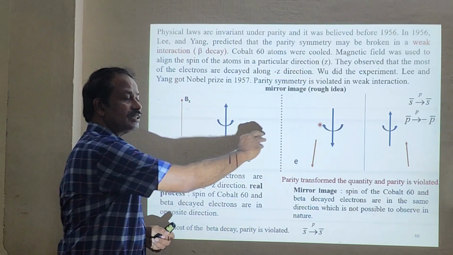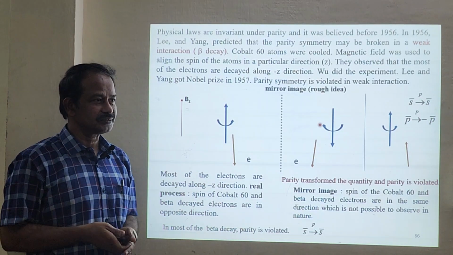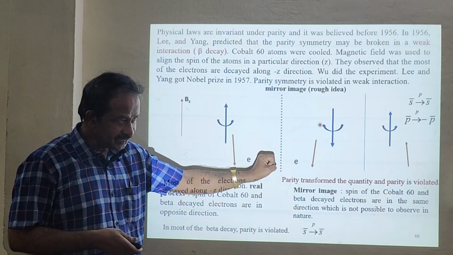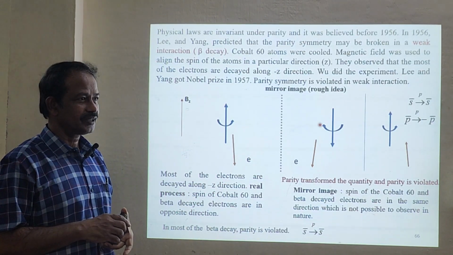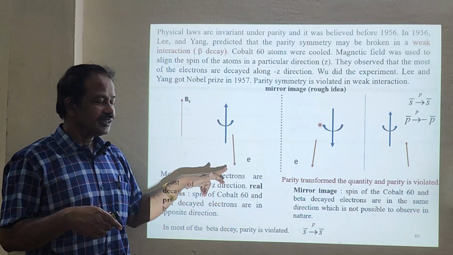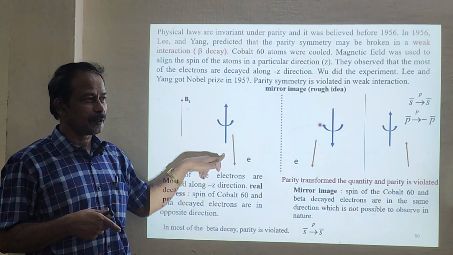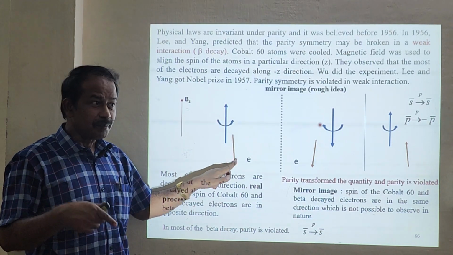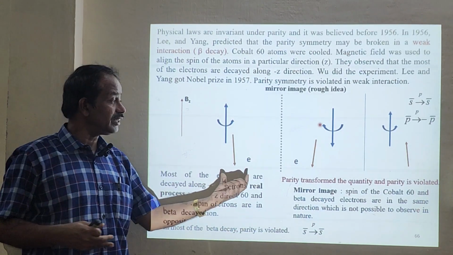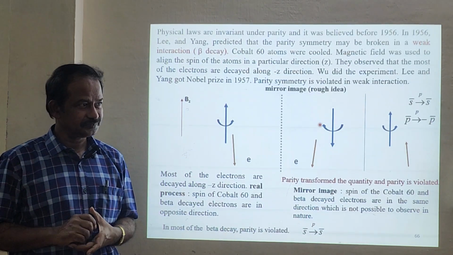She had a detector, and she observed where the emission of electrons occurs the most. She kept the detector here, here, and here. She could find out that most of the electrons are coming out exactly in the opposite direction of Z. Suppose if it is Z, then minus Z is where most of the electrons come out. That is, beta decay occurs exactly in the opposite direction. This is what she observed.